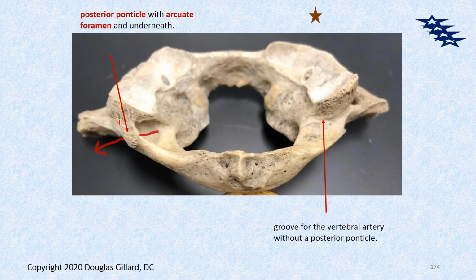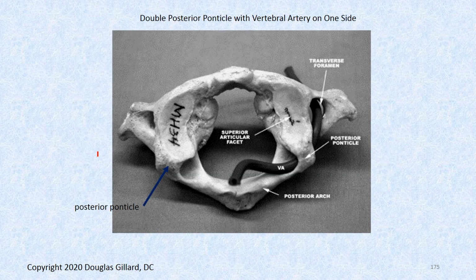There's another picture of it. So there's nothing here, but here you can see a nice bony bridge. Here's a double posterior ponticle, right? There's two arcuate foramen. There's a little cartoon vertebral artery going through there. Okay, we good? Really nice colliculus atlantis, really nicely developed right here and here in this specimen.